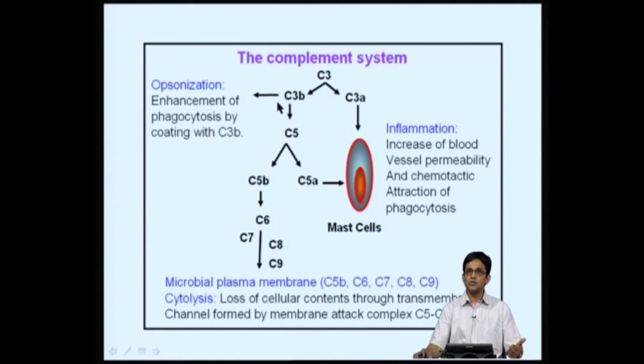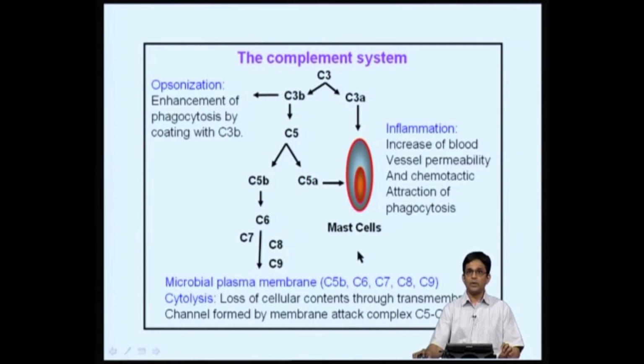So once C3b is coated on microbes, it enhances phagocytosis. That's the process of opsonization. It also results in activation of the complement, and you can see the cascade leading to the microbial plasma membrane loss or lysis of microbes.